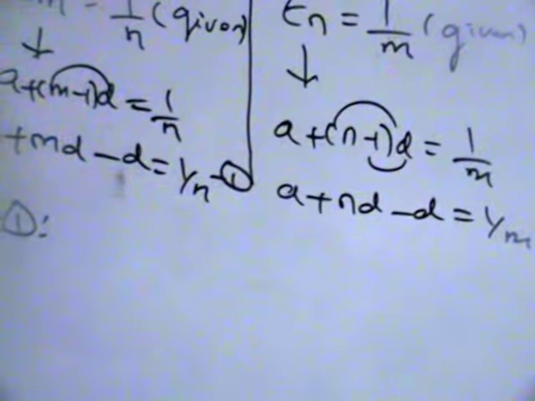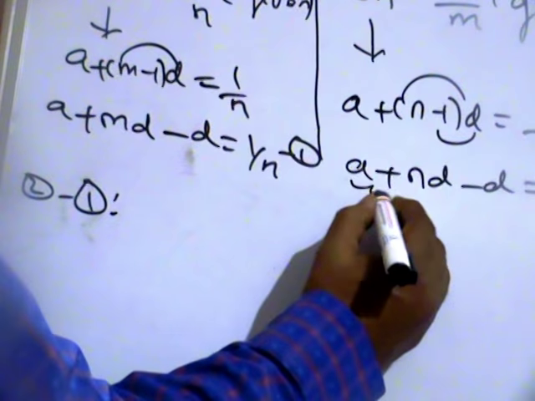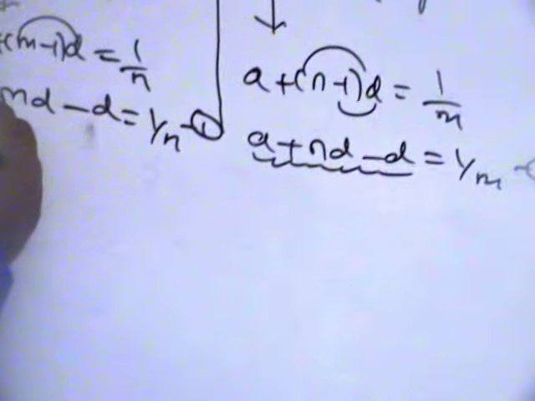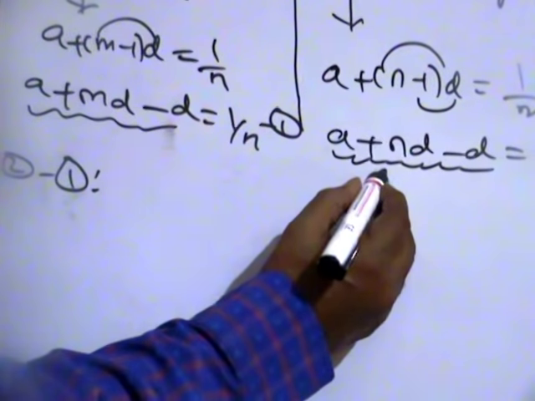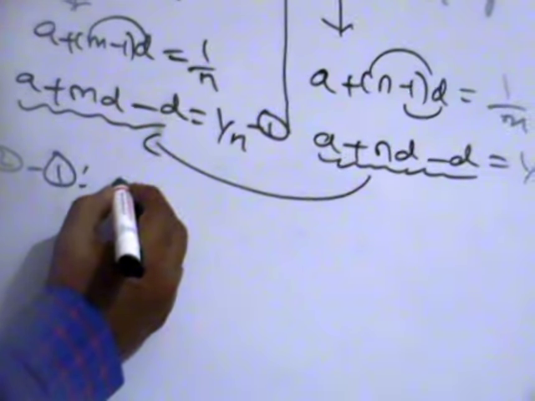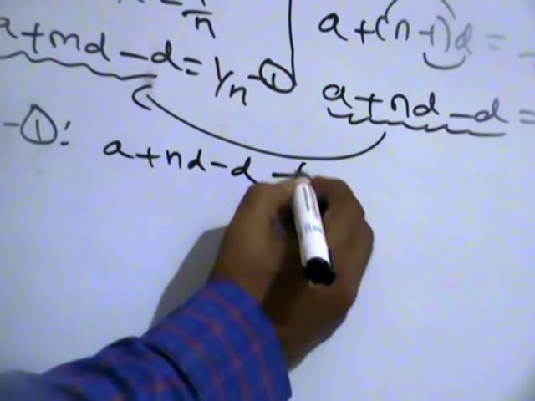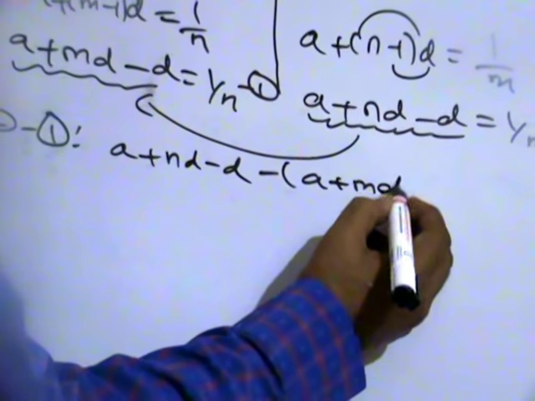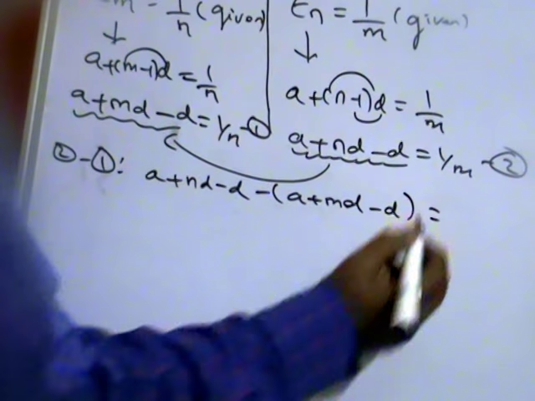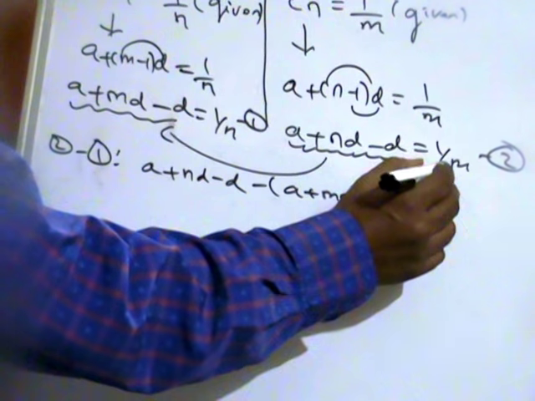So first you must subtract the left hand sides. This side and this side you must subtract. Left hand side you must subtract first. So you get A plus nd minus D minus A plus md minus D equal to, next you must subtract the right hand sides.